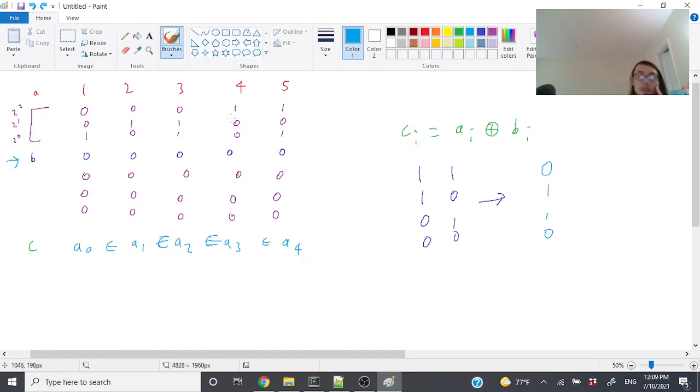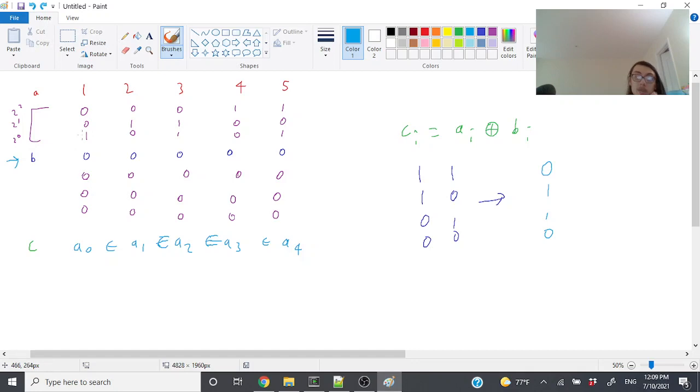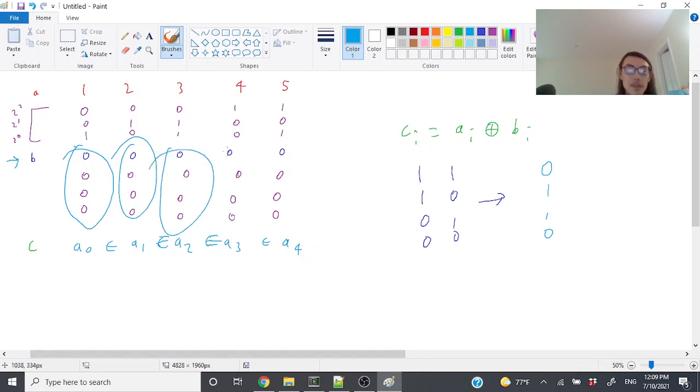And we want to make it lexicographically minimum, which means the first element must be as small as possible. Then when the first element is as small as possible, the second element must be as small as possible while the first element is still as small as possible. So the first element is the most important. Then making the first and second as small as possible in that order, then the third, and the fourth, and the fifth. And the reason this is nice is because the first completely trumps the second.